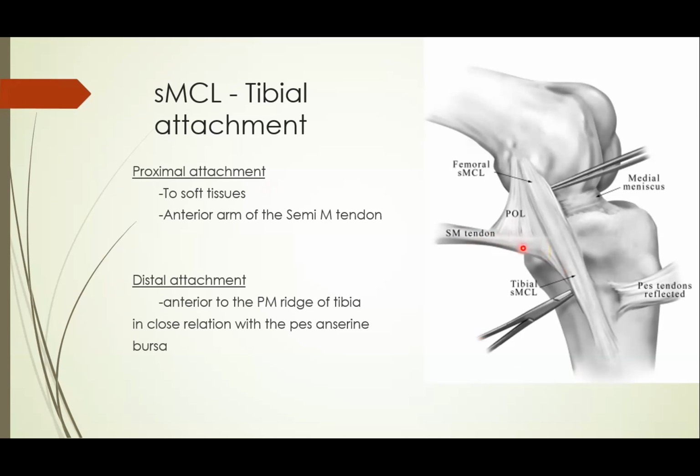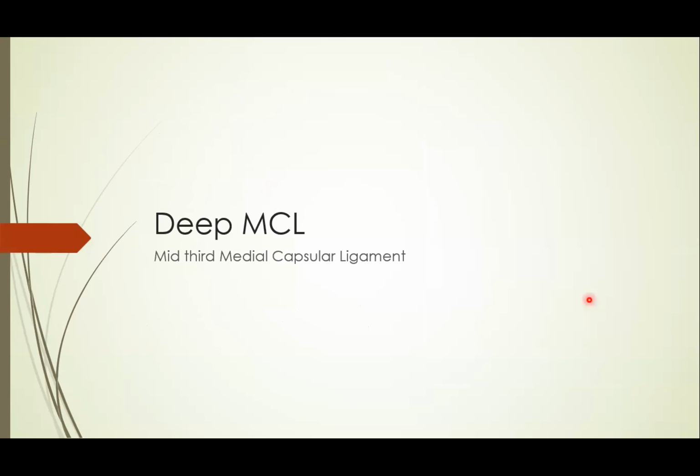The distal attachment proceeds distally along the proximal tibia and attaches anterior to the posteromedial ridge of the tibia, in close relation to the pes anserinus that you can see reflected here. There is a bursa between the pes and the superficial MCL ligament.